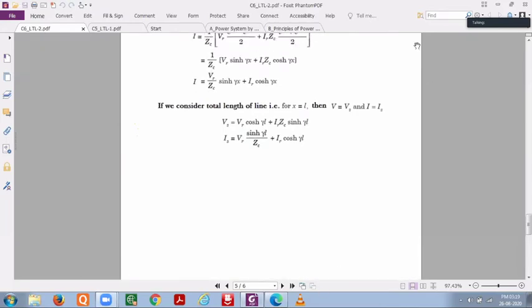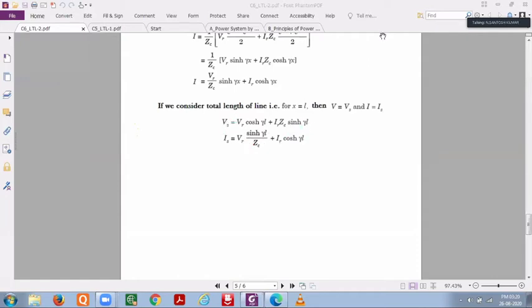Sorry, we need to continue. By seeing this equation, you can write your two-port network equation, right? Vs is equal to AVR plus BIR. Similarly, IS is equal to CVR plus DIR, right?